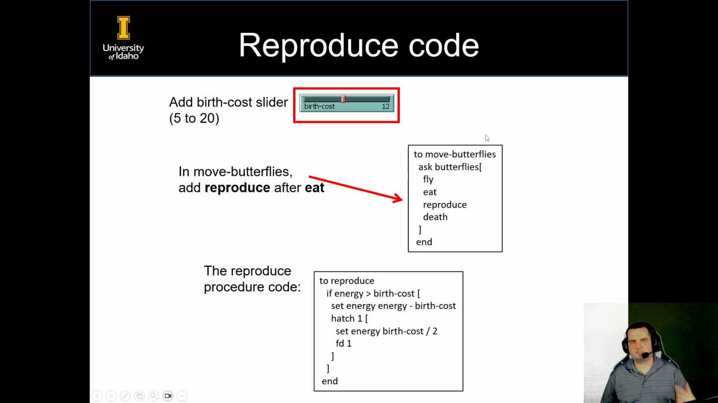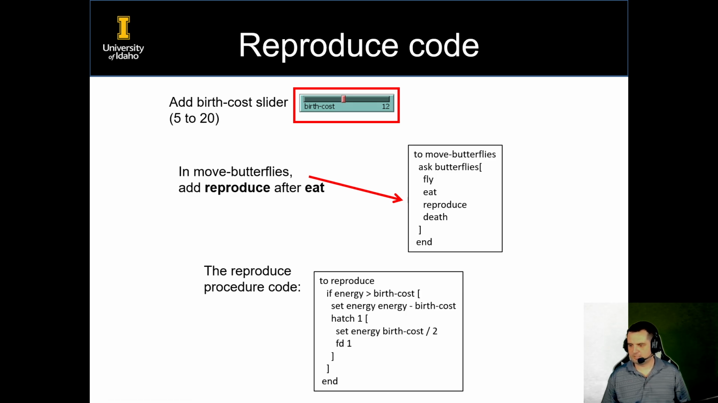First we're going to create a birth cost slider that goes from 5 to 20, and then in our move butterflies, we give them the ability to reproduce. We'll have that happen after they eat, so they have enough energy, but before they die, so they could potentially eat enough to have a baby. Then we put in our actual reproduce procedure. If the energy is greater than our birth cost, we set our energy to be our energy minus the birth cost. We hatch one, and for that newly hatched one, we set the energy to be the birth cost divided by 2. We move forward 1, and then we end everything.